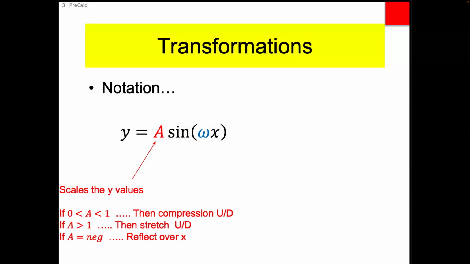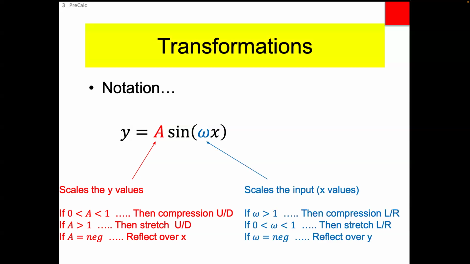It's not a W, it's omega. If omega is between 0 and 1, that's going to stretch it. If omega is bigger than 1, it compresses it. And if omega is negative, flip it which way? This one says over the x. Write all that down. What is the middle one? It says stretch up and down. Oh, omega? The middle one, greater than.